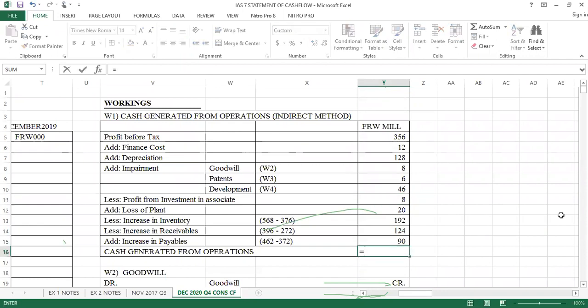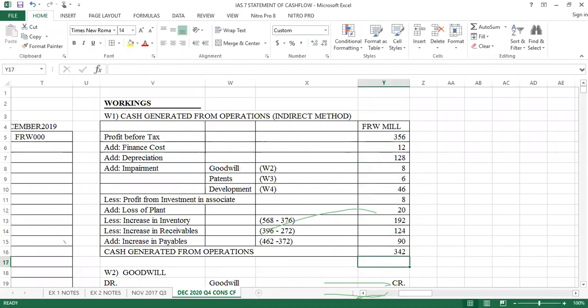So we are in a position to get profit. Please let's be careful here. If I say add, you add. If I say less, you less. So that is what we are doing: 356 plus 12 plus 128 plus 8 plus 6 plus 46 minus 8 plus 20 minus 192 minus 124 plus 90. How much does it give you?